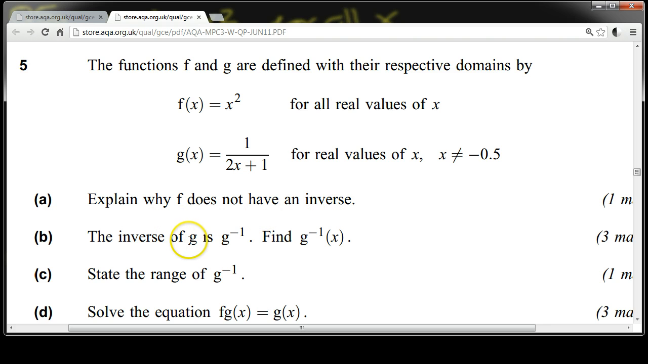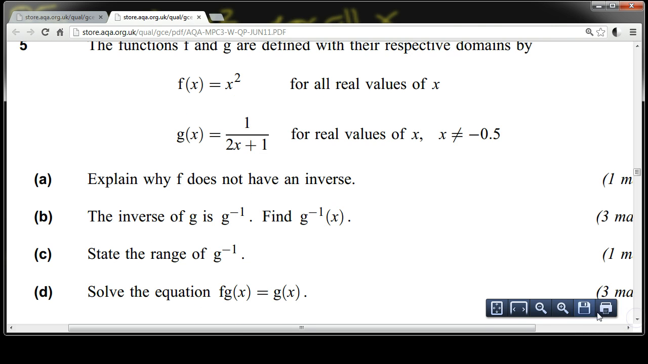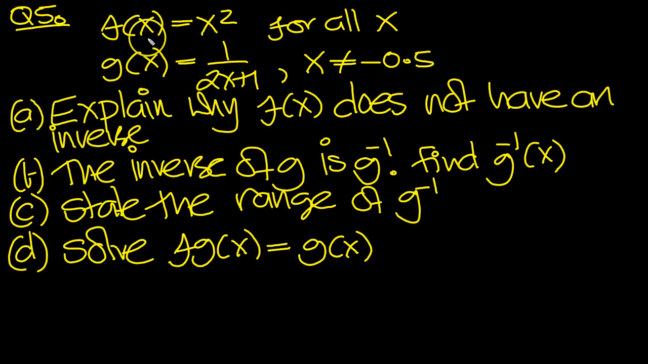The inverse of g is g minus 1. Find g minus 1 of x, state the range of g minus 1, and solve the equation f of g of x equals g of x. So I've written down the question in summary form here. The first one is explain why f does not have an inverse.